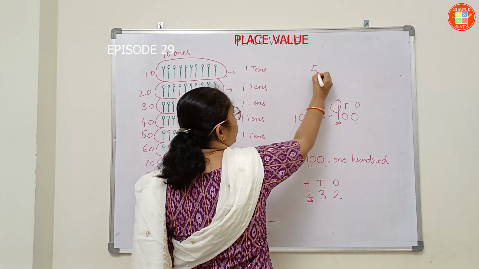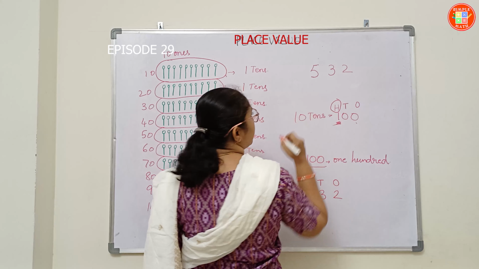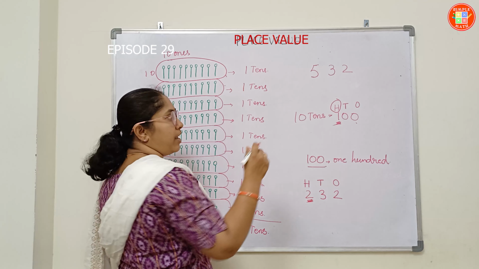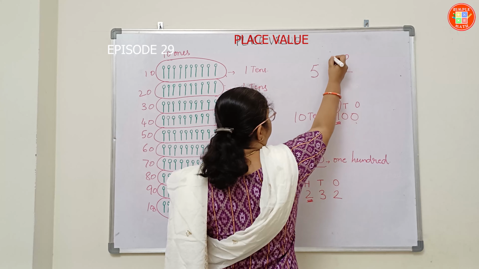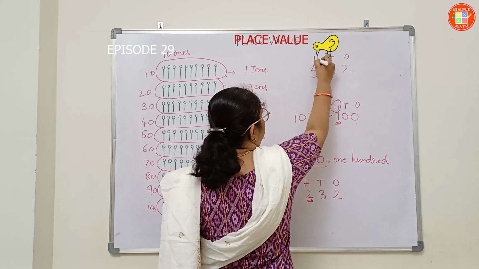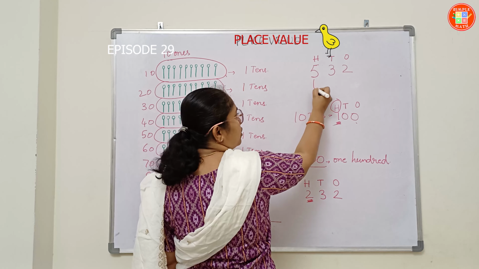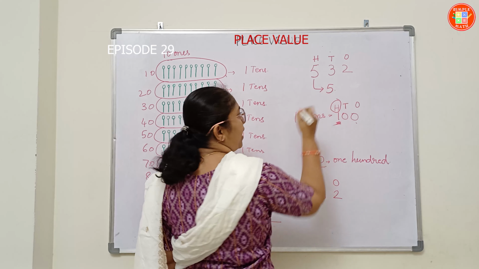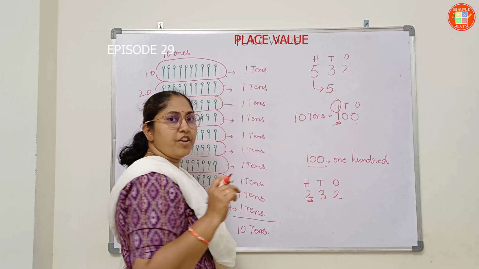Now tell me the place value. What is the hundredth place value number here? What is the hundredth place value number in 5, 3, 2? This is ones column. This is tens column. This is hundreds column. What is the number in the hundreds place value here? Hundreds column. That is 5. What is the number here? 5. Now we understood, children.